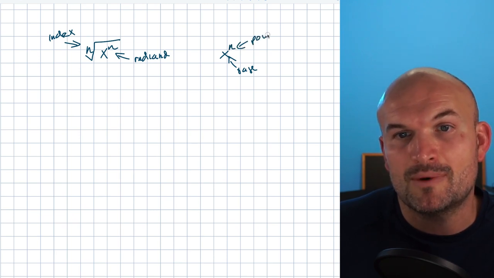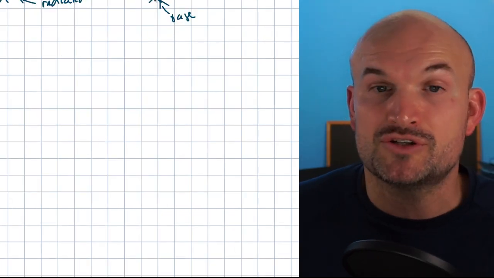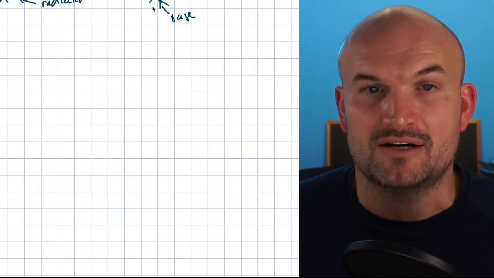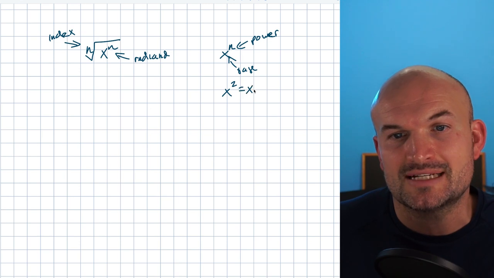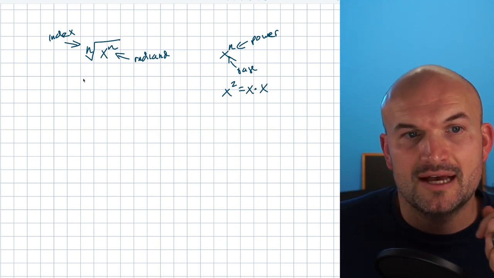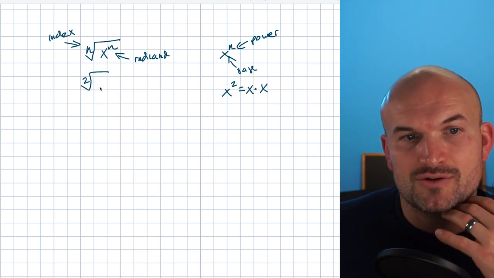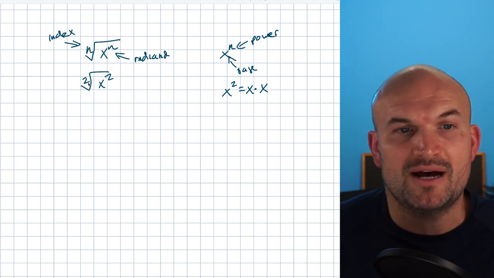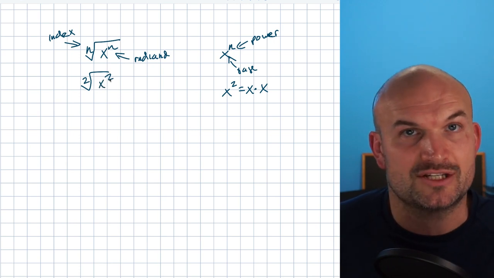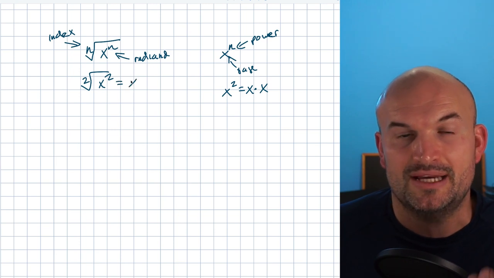And again, what the power represents here is how many times we are going to repeat the base being multiplied by itself, right? So x squared is equal to x times x. For instance, when I have the square root of x squared, this is saying what number multiplied by itself two times gives me x squared? Well, that answer is going to be x.